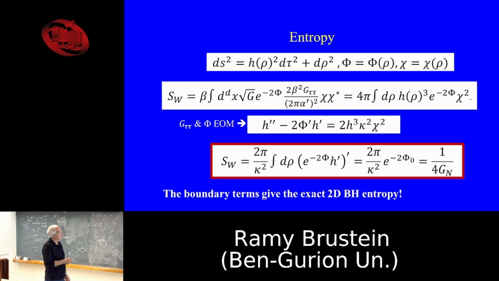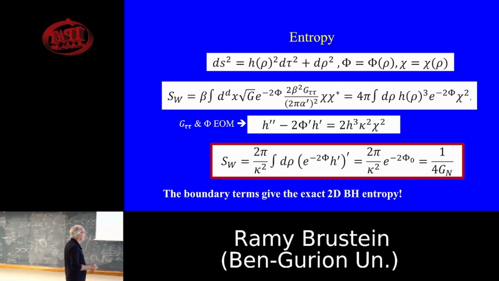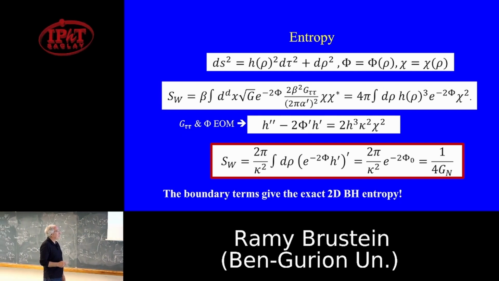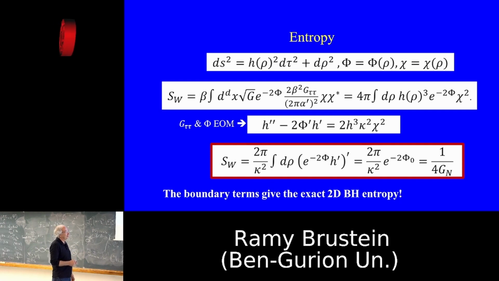The G tau tau and phi equation and the dilaton equation of motion combined give me this type of total derivative that is equal to this quantity, just as before. Now we know for sure that H prime at the inner boundary at infinity vanishes, so there's no contribution from the inner boundary, only a contribution from the outer boundary, where we get exactly the expected Bekenstein-Hawking entropy in 2D. Okay, so by now you should be convinced that chi absolute value squared is the entropy density.